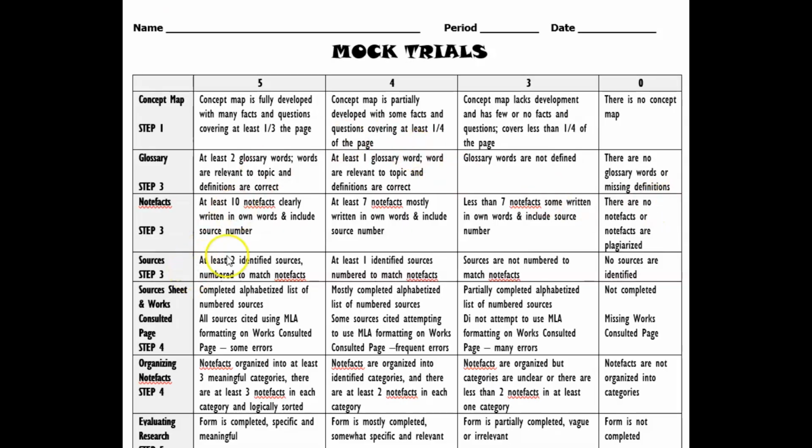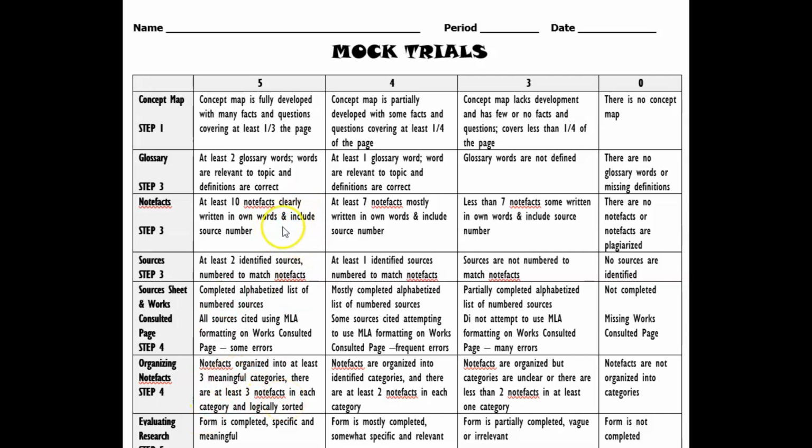Okay, so if we look at the rubric and we come down here to the organizing Notefacts sheet, you will see that to get a 5, they need to have 3 categories that are relevant to our topic, meaningful, with at least 3 Notefacts in each. So your minimum Notefacts requirement was 10. So if you do 3 and 3, then that's 9. Plus, so one could have 4.